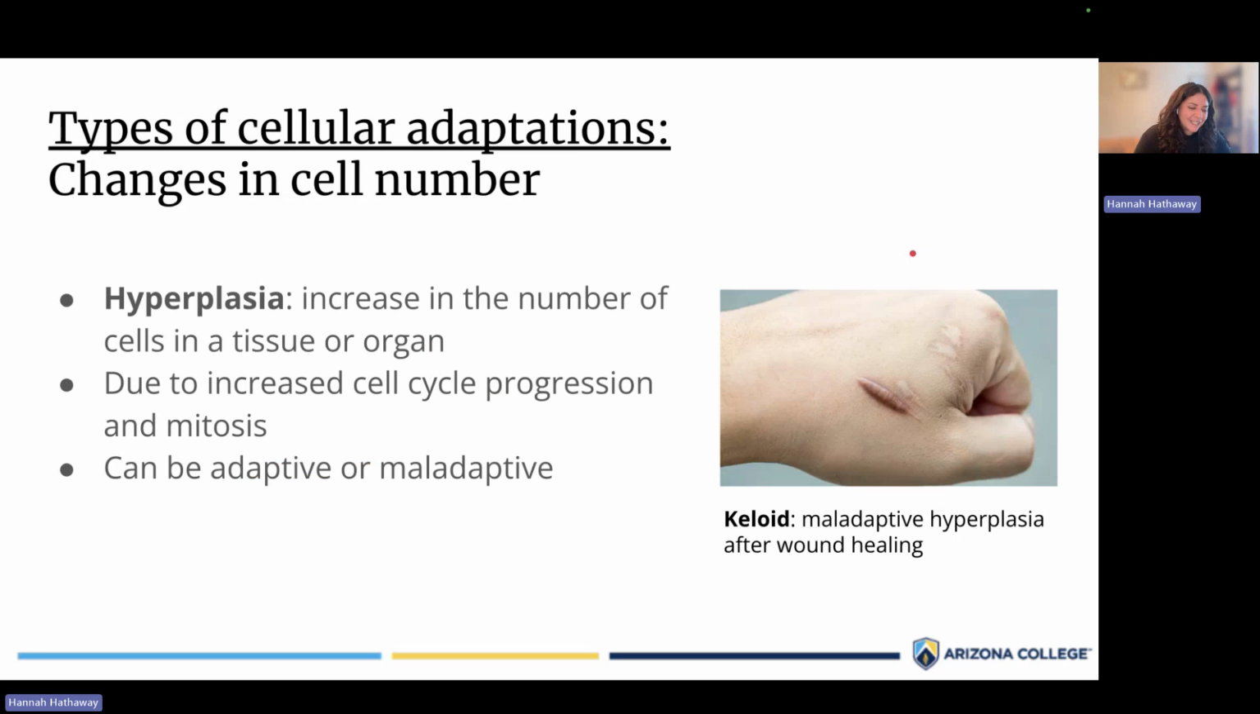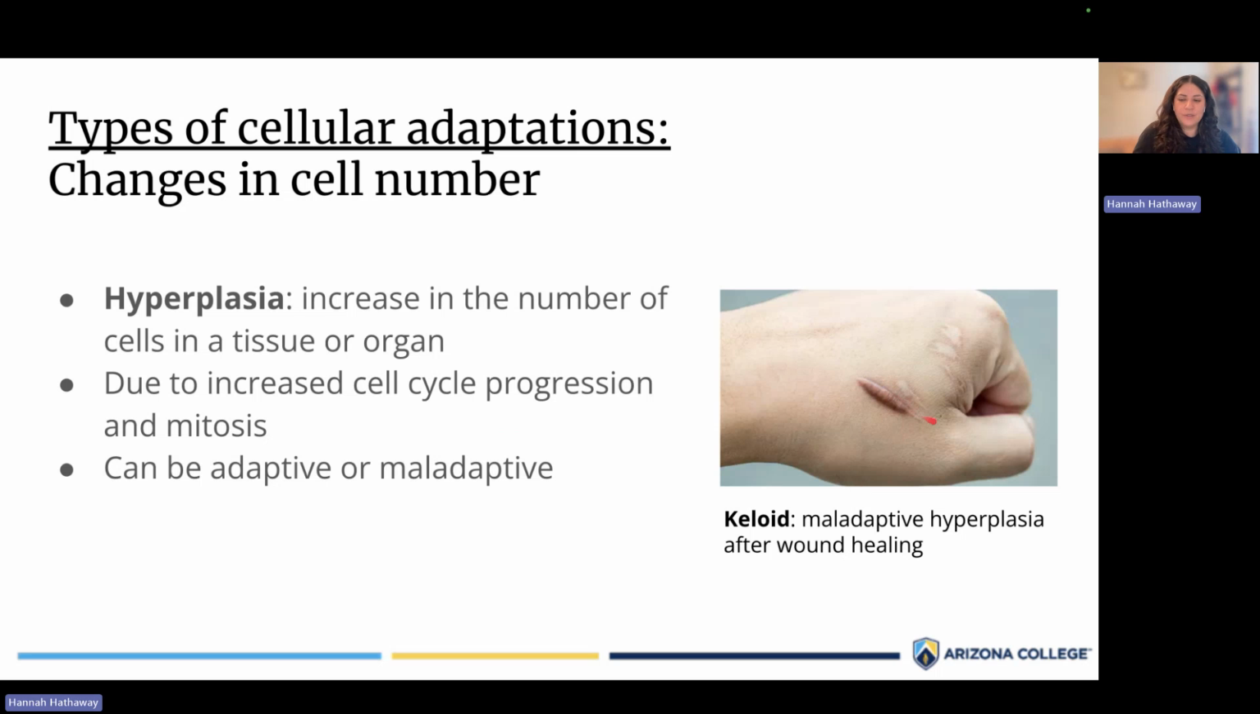Okay. So the next vocab term, this one is about changes in cell number, so not cell size. So hyperplasia, so hyper once again means more. Hyperplasia is an increase in the number of cells. Usually this is due to increased progression through the cell cycle, so the cell is just dividing more rapidly. And this can be, once again, adaptive or maladaptive, so it can be a good thing or it can be a bad thing. An example of a maladaptive or bad example of hyperplasia is a keloid.